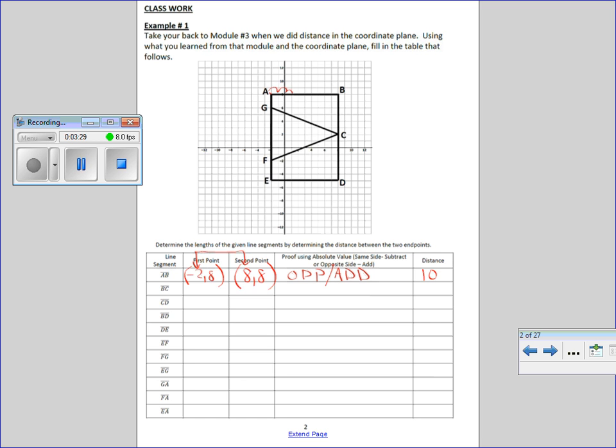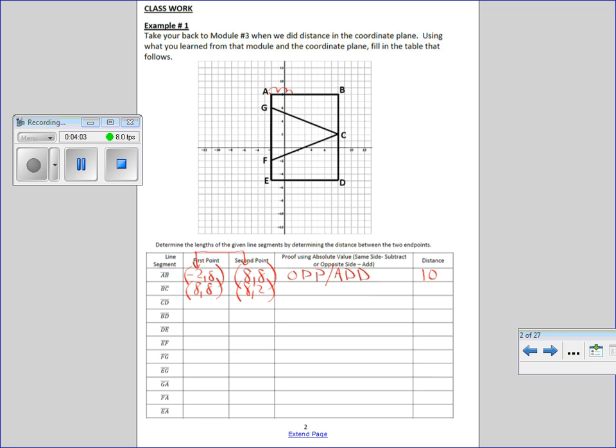All right, let's do one more together, and then I think you'll be good to go to complete the rest of the chart. Now, the good news between B and C, look, you've already done point B. What were the coordinates of point B? Good. So I'm just going to recopy that. The new point now is point C. Moch, what's point C? Correct.